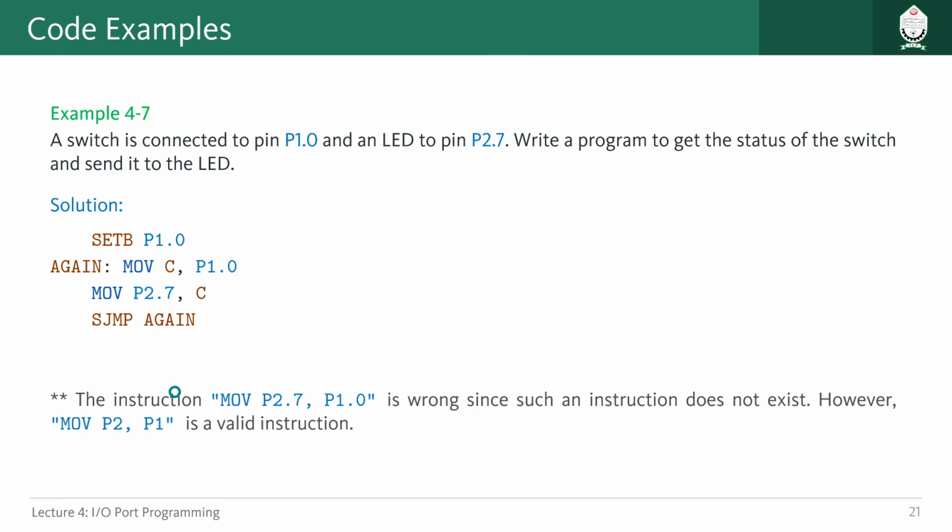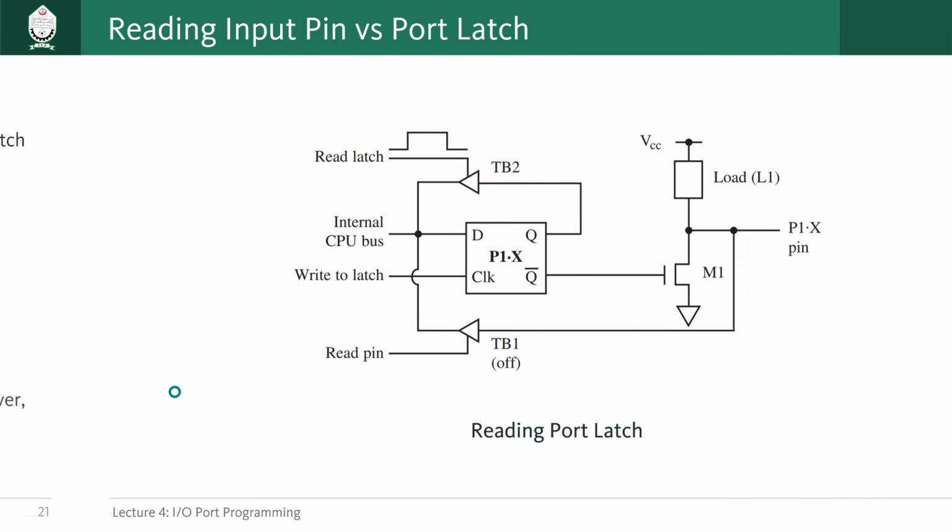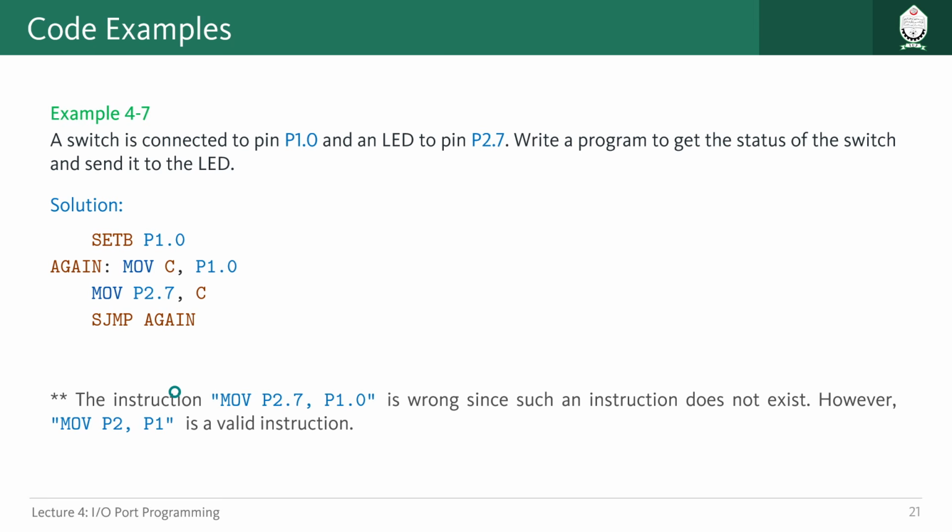Okay, I think this is the last one. In this example, they are saying that a switch is connected to pin 1.0 and an LED to pin 2.7. So write a program to get the status of the switch and send it to the LED. Whenever the switch is pressed, the LED should be on, and when the switch is not pressed, the LED should be turned off, right? So we are monitoring the condition of one of the pins and trying to manipulate another pin to turn the LED on and off, right?